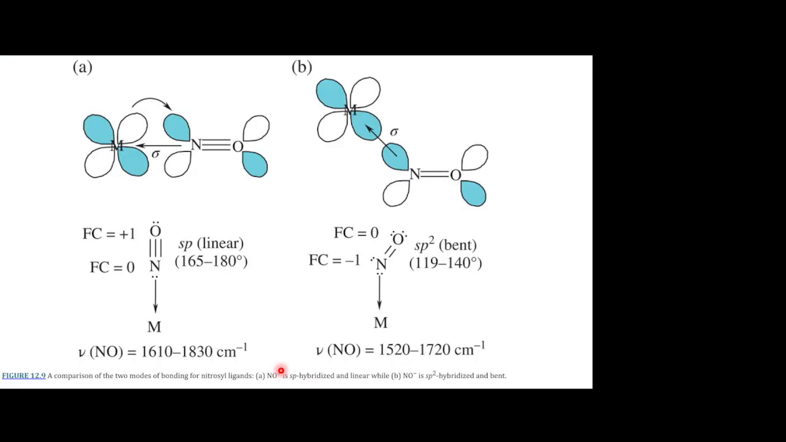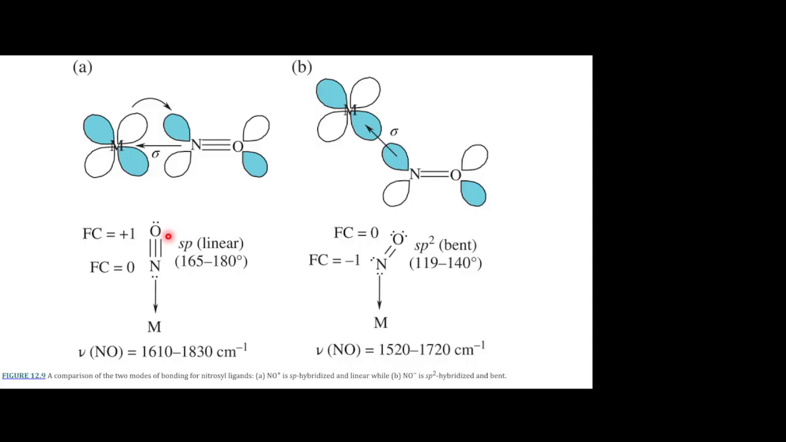Okay, and so this right here is your sigma overlap. This one right here is a sigma overlap to the side here. And so this is going to be with the sp linear, where you're going to have a very linear overlap that's in line with that triple bond, right? Okay, and that's going to give you the 180-ish. Note that the formal charge here is going to be +1 on the oxygen, right? Because that's one of the possible canonical structures.